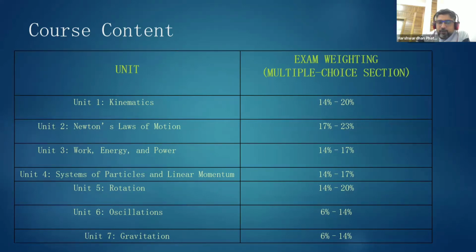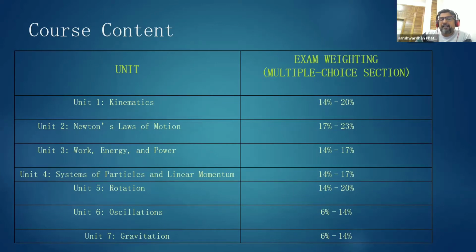The fourth unit is considered to be slightly easier compared to the first three, the conservation of momentum principle. Then the most difficult unit, as they say in mechanics, the rotational motion. Then finally, there are small units which are clubbed, actually 6 and 7. Usually you get one question each. So oscillations and gravitation.